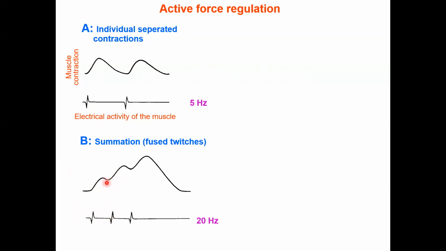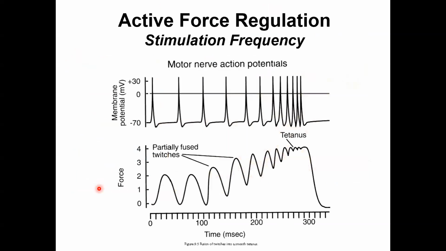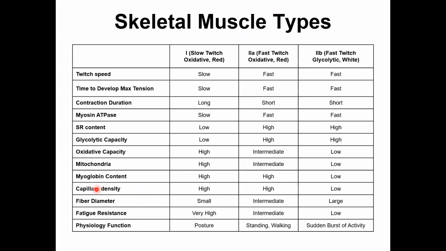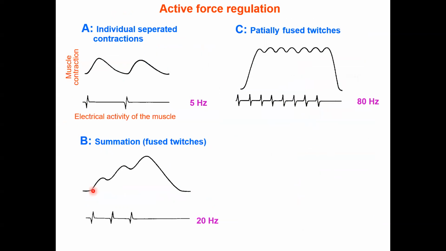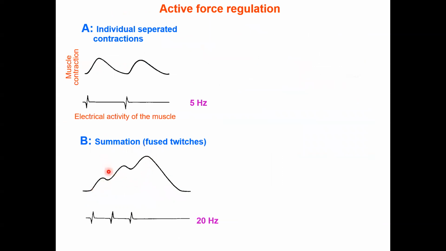But for this second one, the contraction starts at a point that the first contraction is not ended. Okay, the action potential ended, but the contraction didn't end. And then the second contraction comes and adds to the first one. You see that the amplitude of the contraction is much larger. It means the contraction force is greater.